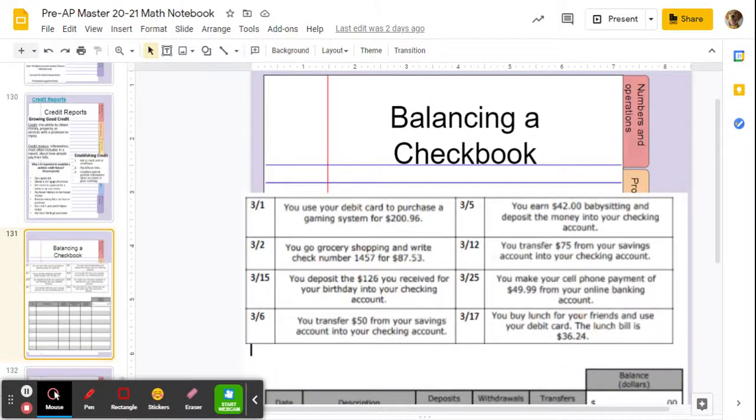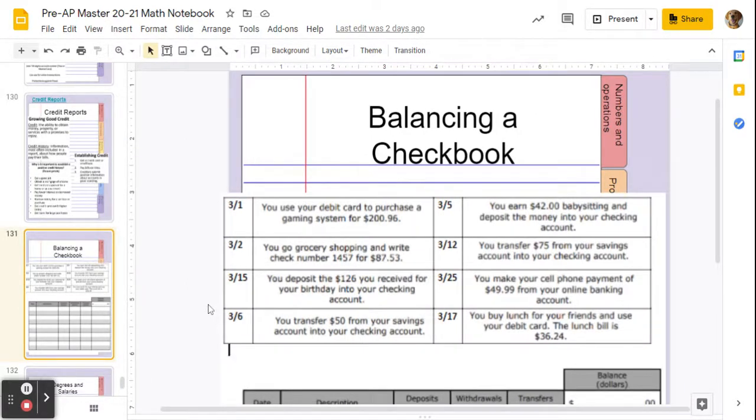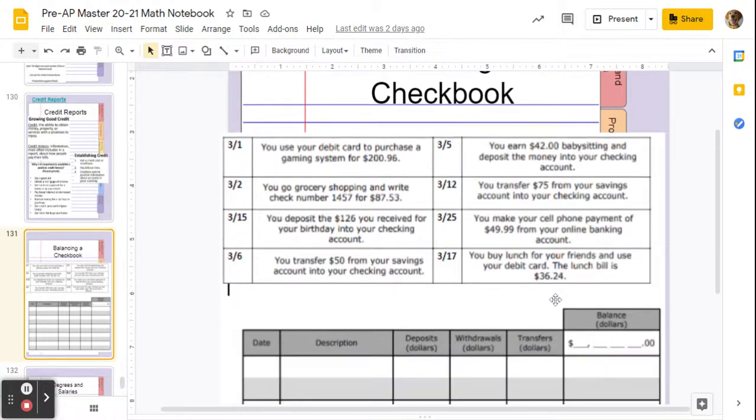All right, today we're talking about balancing a checkbook. When you have a bank account, a checking account, you want to make sure that you know exactly how much money is in that account. Typically nowadays people don't write checks as often, but checks are still important, and it is important to know how to balance a checkbook.